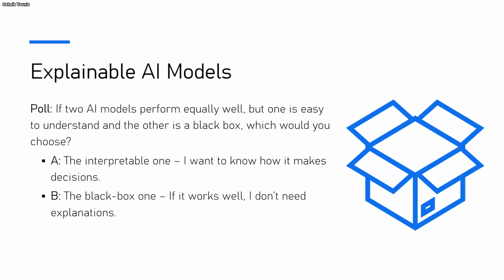So another poll. If you have two AI models, both giving you the same performance, but one is easier to understand and the other is a black box, which one would you choose? Well, if the accuracy or the performance is the same, does it matter? All of you are giving, well, only one no, but most of you are answering as A.